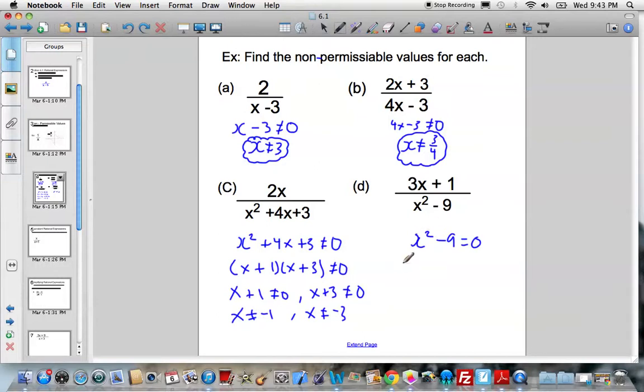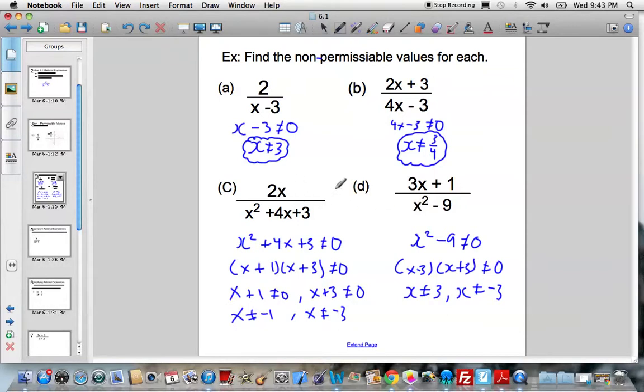So what this looks like factored is x minus 3 and x plus 3, and that cannot equal 0. So what I end up with is x cannot equal 3 or x cannot equal -3. So we have the situation where we have plus or minus 3. If any one of these x values is that, then it doesn't exist.